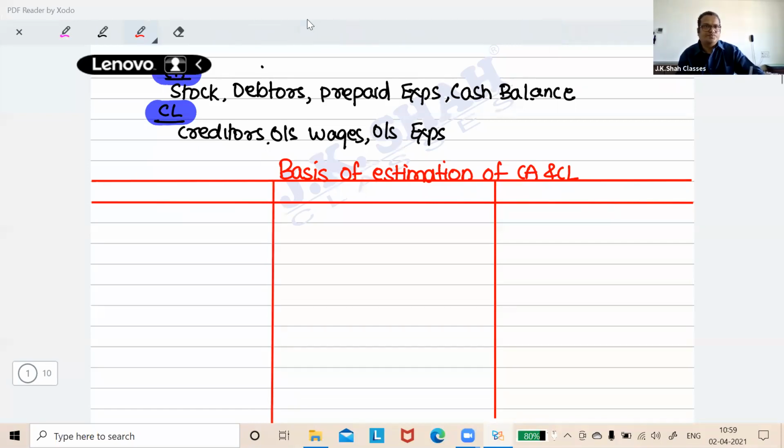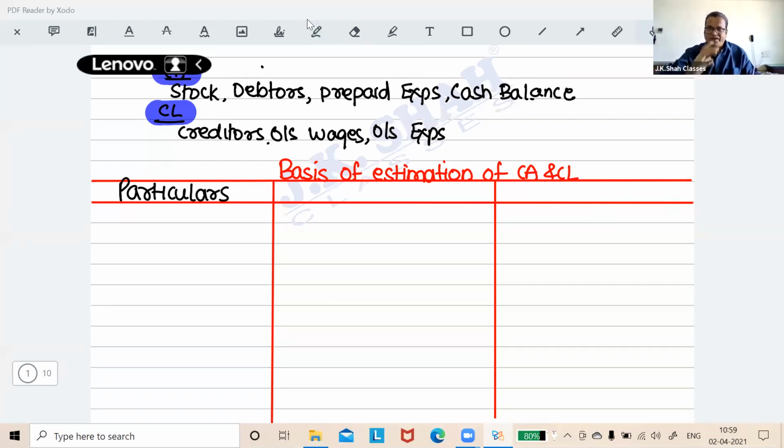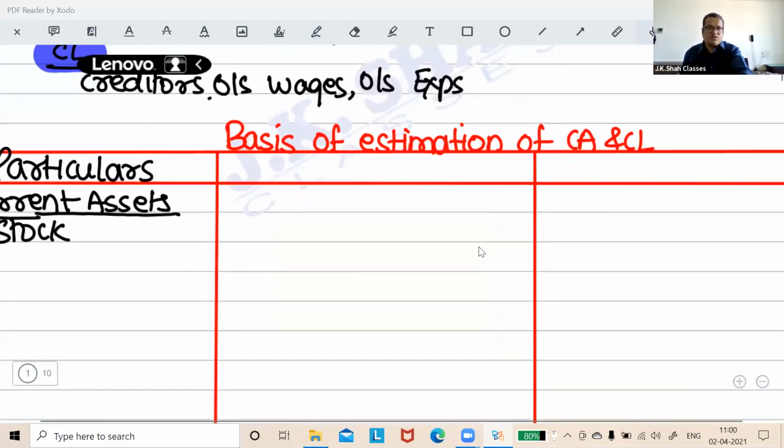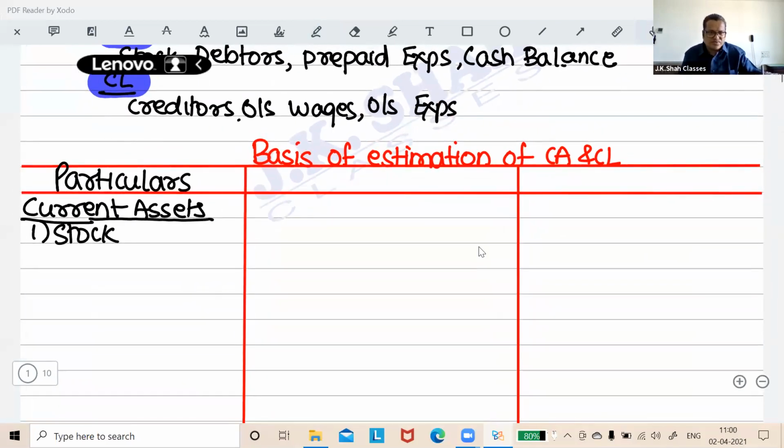Okay, so let's go ahead. We will try to find a suitable basis for the sake of estimation. So let's start with current assets. First we want to talk about stock. In stock, all aspects will come one by one. So the normal business has raw material stock.